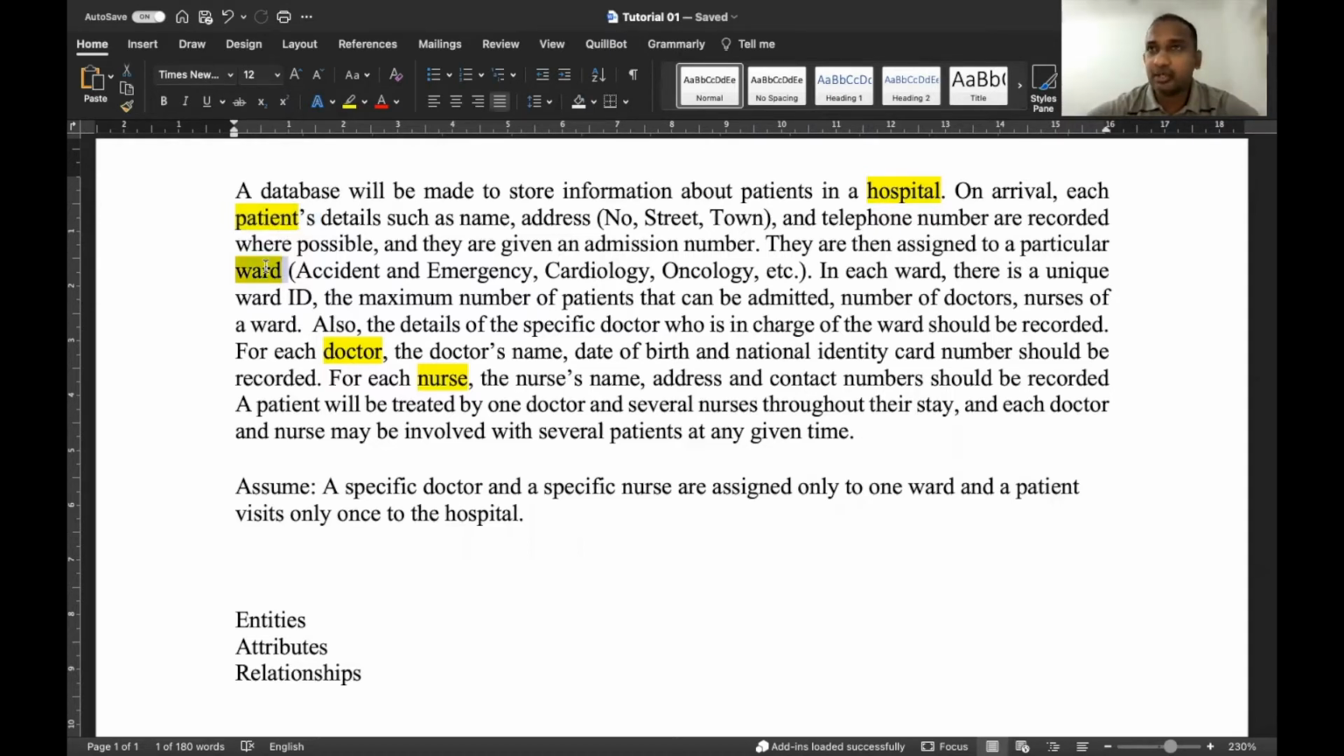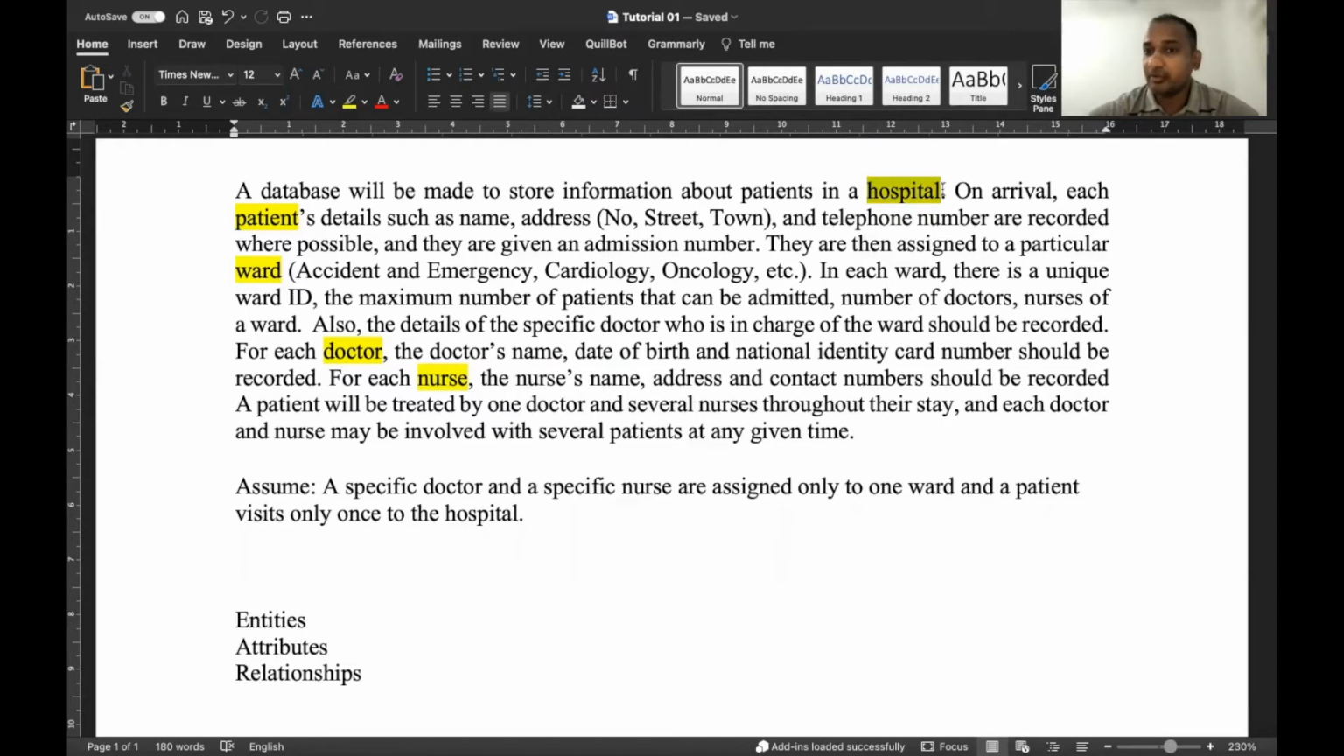Ward also, not only one ward, there can be several wards available. Doctors also, there can be several doctors. Nurse also, there can be several nurses. If you take the patient, ward, doctor and nurse, there are several instances available. Several patients, several wards, several doctors and several nurses. But if you take hospital, there is no more than one hospital available. If you take the country, there can be several hospitals available in the country. But the scenario is talking about the particular hospital, one hospital.